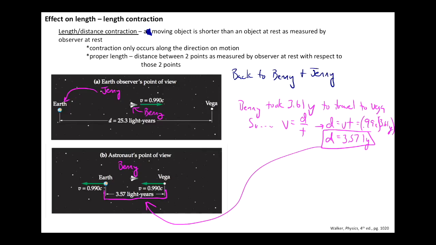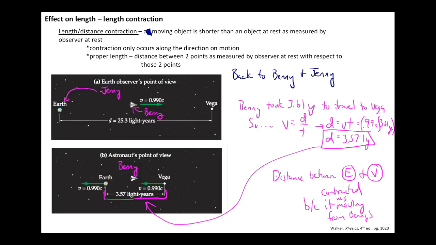So what we can say is that the distance between Earth and Vega contracted. And if you think about it, it was because it was moving from Benny's perspective. So it doesn't have to be a physical thing like a meter stick that's shrinking. It can be literally space itself if it appears to be moving from your perspective.